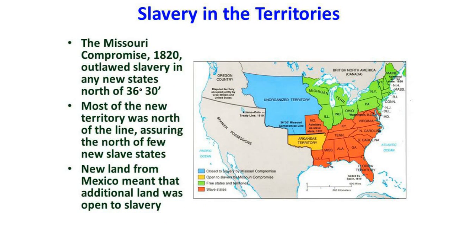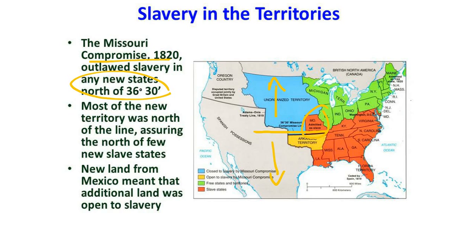As of the Missouri Compromise in 1820, slavery had been outlawed in any new states north of what's called the 36°30' parallel. On this map, right now, I'm drawing a line right above the 36°30' parallel, which was the Missouri Compromise line. Anything south of the Missouri Compromise line was open to slavery. Anything north of the line was closed to slavery, except for Missouri, which had been admitted as a slave state under the Compromise.